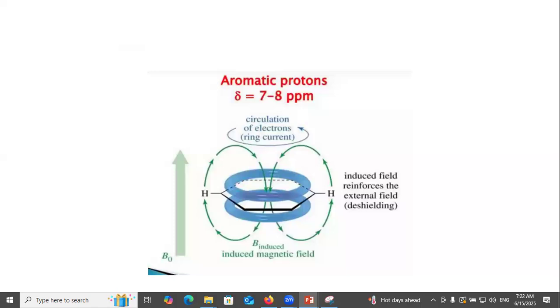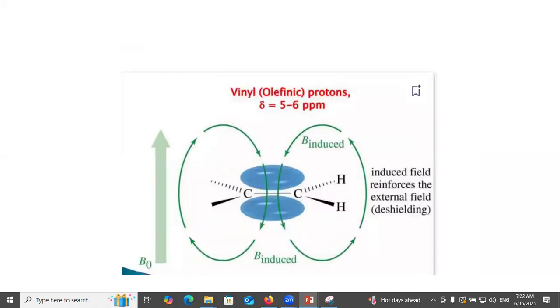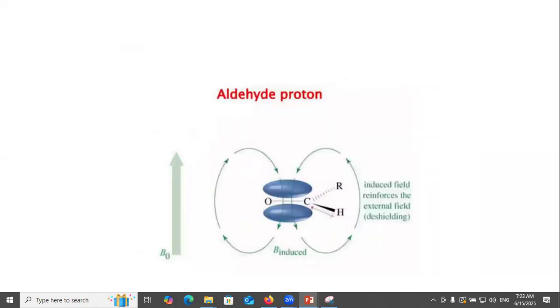Aromatic protons, delta 7 to 8 ppm, circulation of electrons, ring current. Induced field reinforces the external field, deshielding, induced magnetic field. Vinyl olefinic protons, delta 5 to 6 ppm, induced field reinforces the external field, deshielding. Aldehyde protons, induced field reinforces the external field, deshielding.